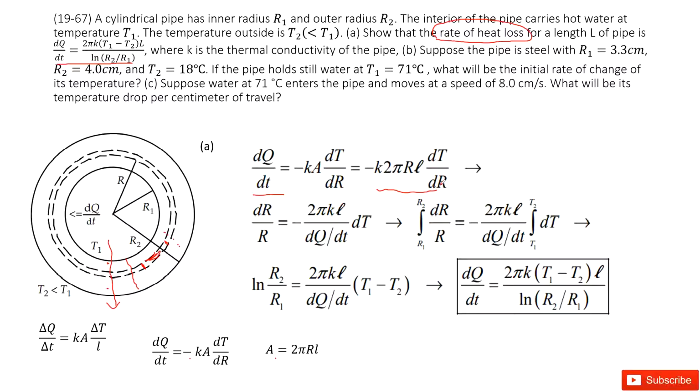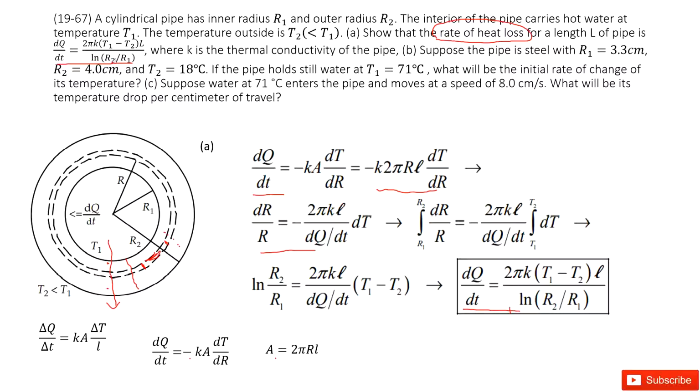It looks like we must integrate with dr and dT. So we convert the equation to look like this one: put dr and r on the left-hand side, and keep the rest on the right-hand side. Then integrate both sides. On the left-hand side, integrate r1 to r2, and on the right-hand side, integrate T1 to T2. Do this calculation and you get this answer, which can be simplified as this one. This is the equation we needed to prove.